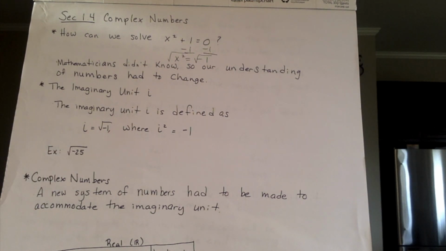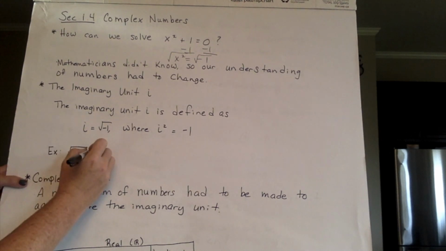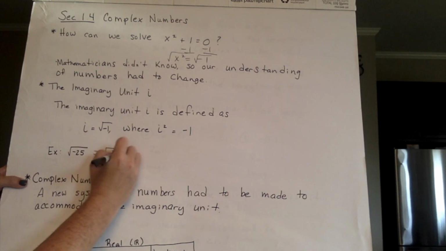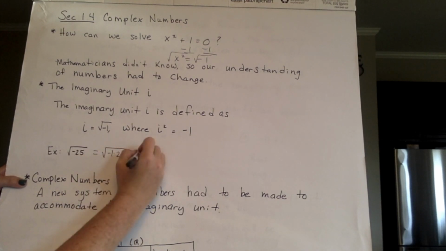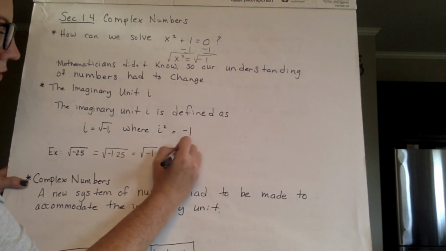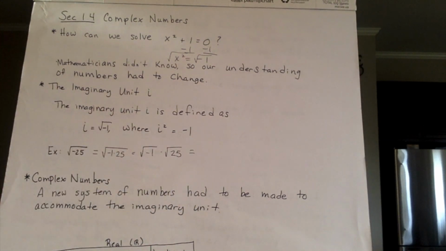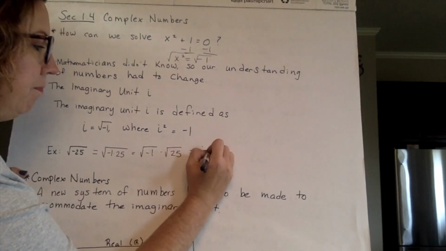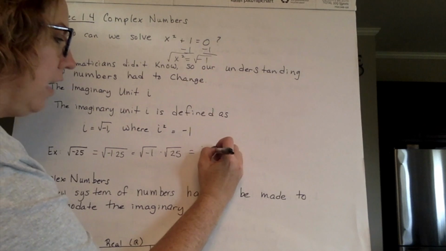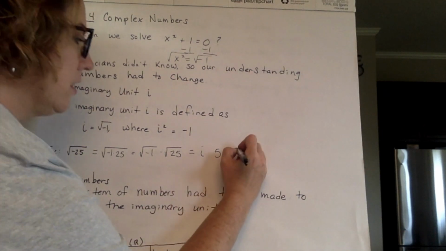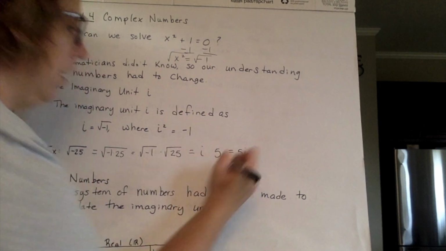So if we look at an example of trying to simplify a square root of a negative number, we would have the square root of negative 25, which is the square root of negative 1 times 25, which we know from our properties of square roots is the square root of negative 1 times the square root of 25. But we now know that the square root of negative 1 is i, the square root of 25 is 5, and in the same way that we deal with variables, we would not call this i5, we would say 5i.